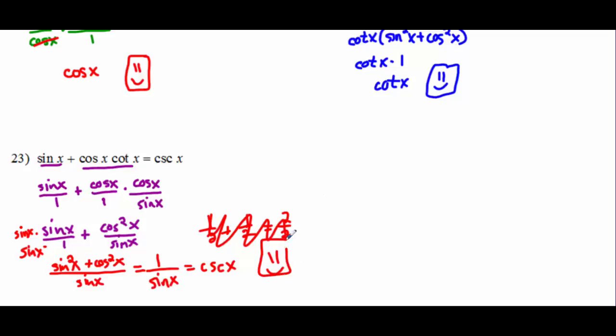So I draw my smiley face. So this has been solving trig equations and using trig identities and all kinds of good triggy stuff.